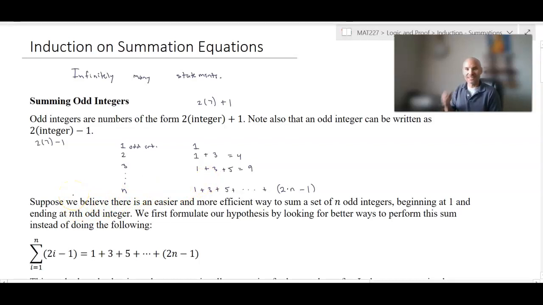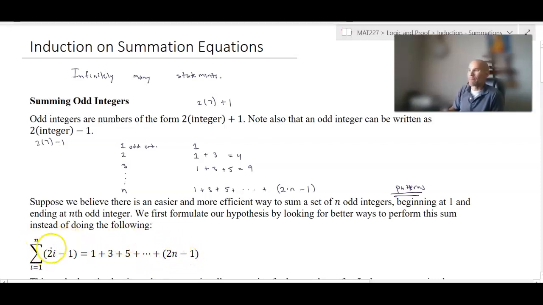So part of building some hypothesis is experimenting and seeing if you can find any pattern. It's all about patterns when you're formulating a hypothesis. Okay, so let's do that. Let's first formulate our hypothesis by looking for better ways to perform this sum instead of doing the following. What we have here is, remember, we wanted to add 1 plus 3 plus 5 all the way up to 2 times n minus 1.